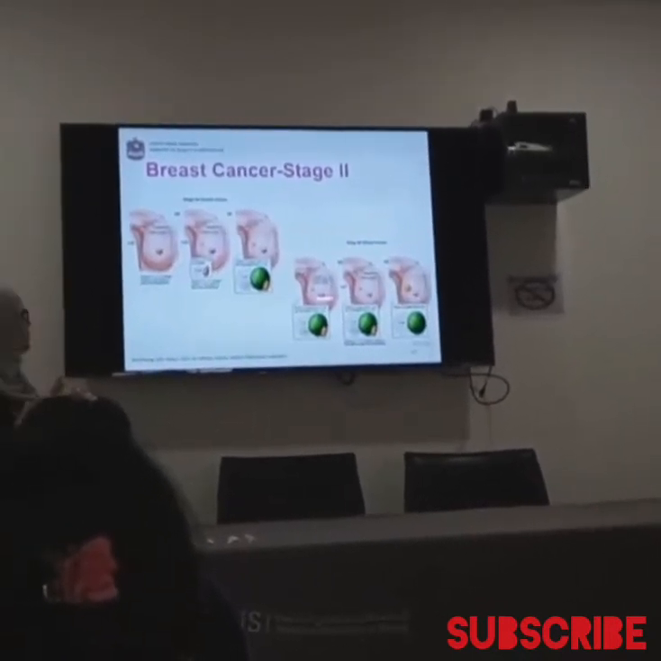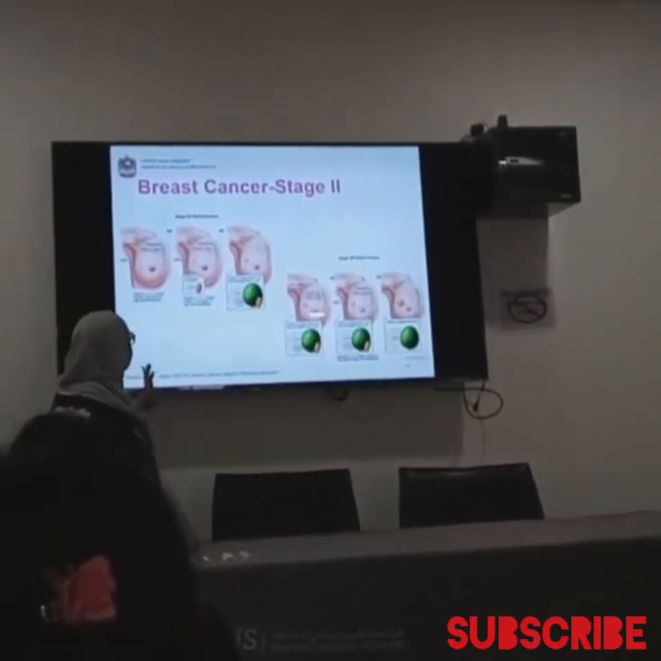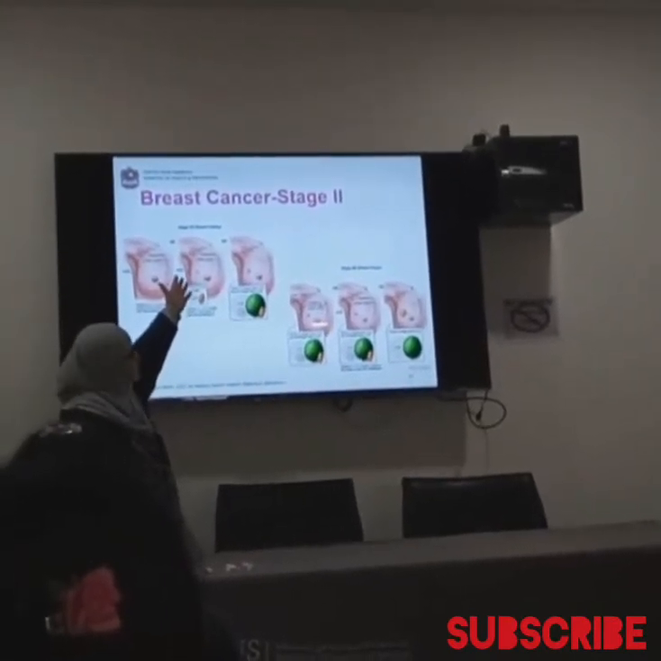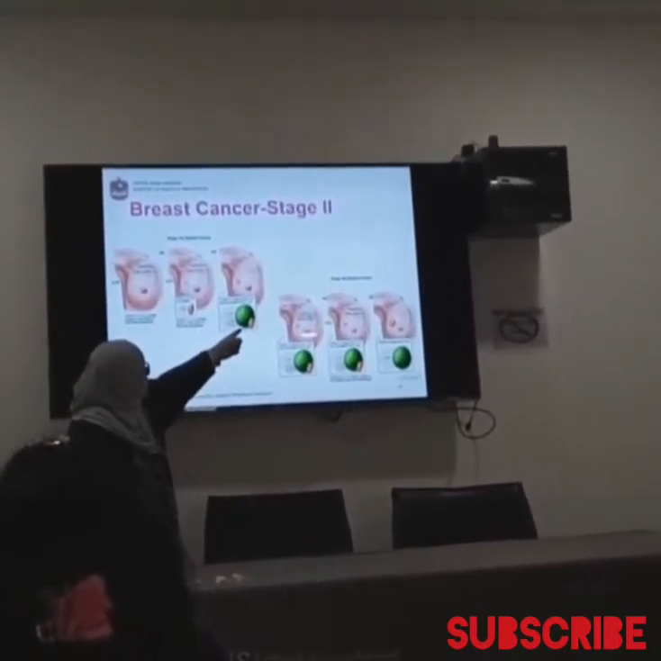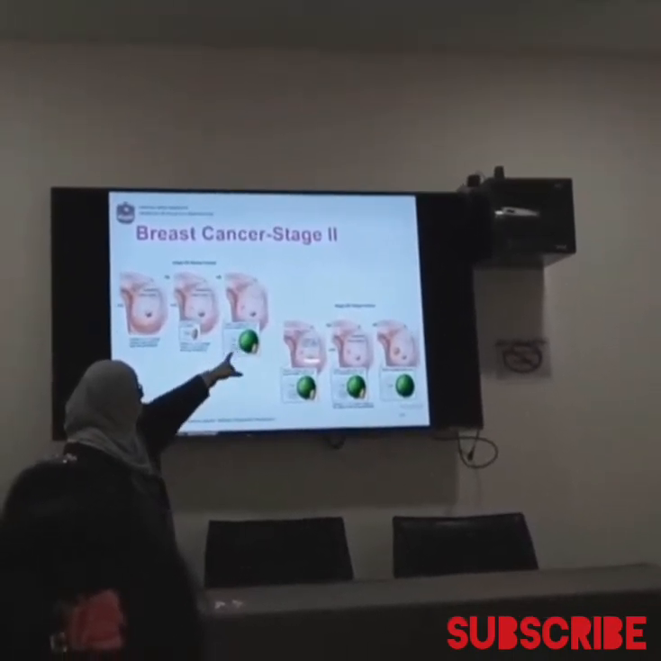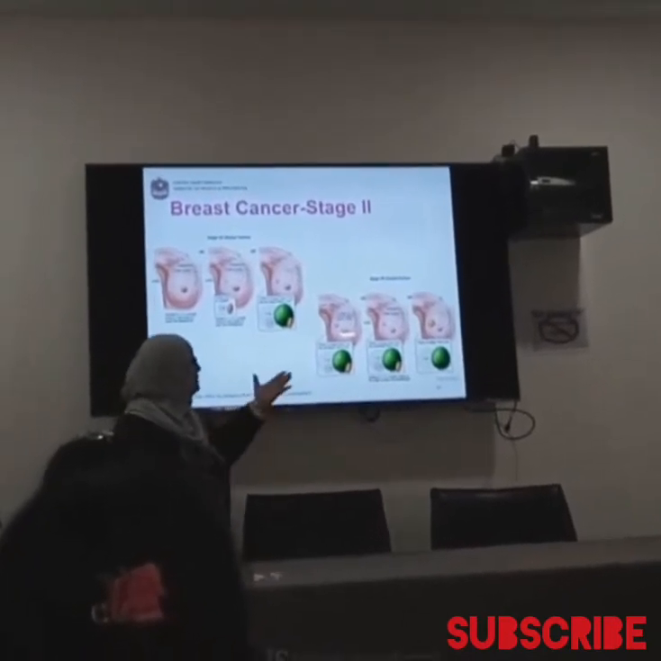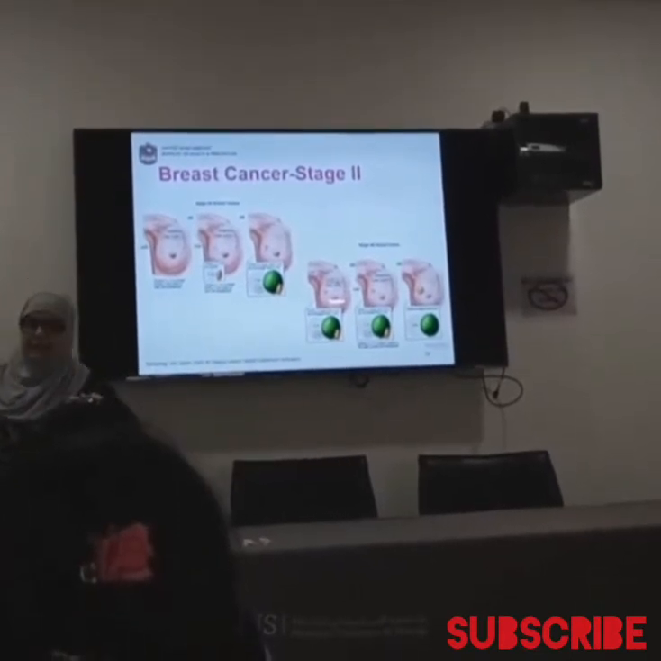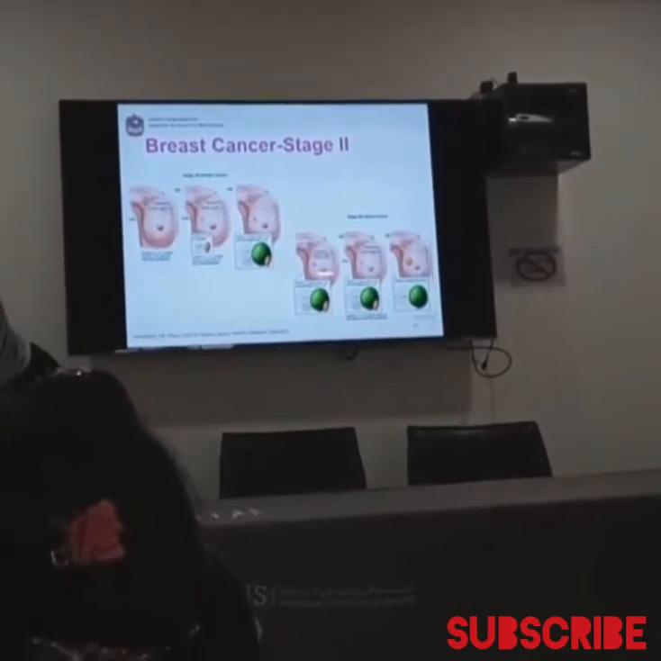Then, in stage 2, the tumor now is bigger. It could be small with, as we mentioned, 1 to 3 lymph nodes involved, or it could be larger than 2 but not larger than 5. The size of the tumor is between 2 and 5. And 1 to 3 lymph nodes are involved in the axilla. This is stage 2, either stage 2A or stage 2B.